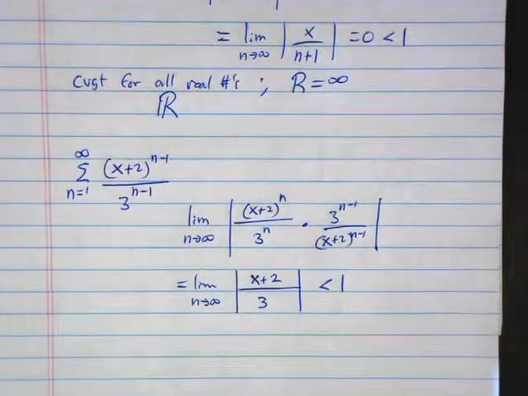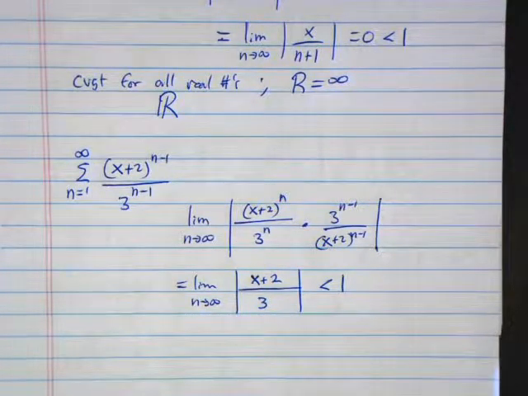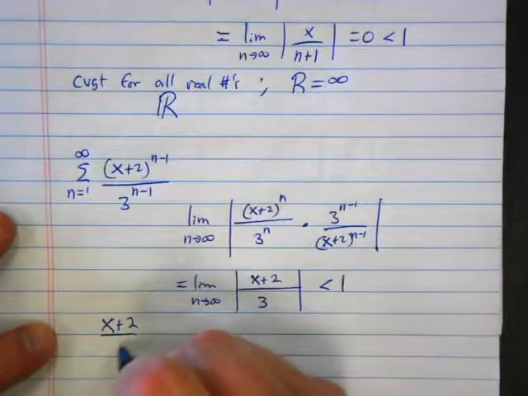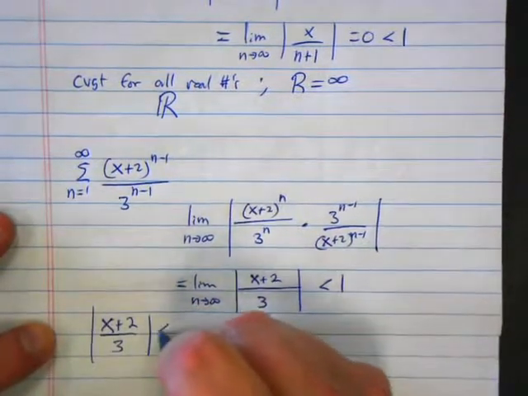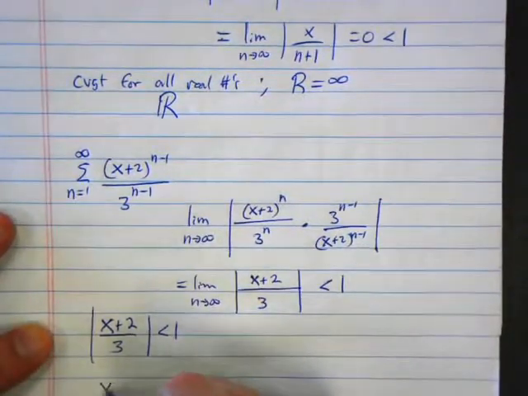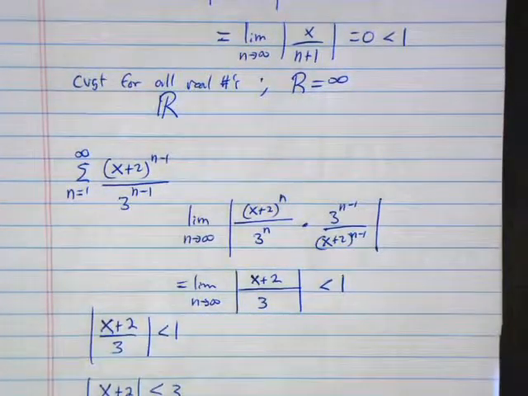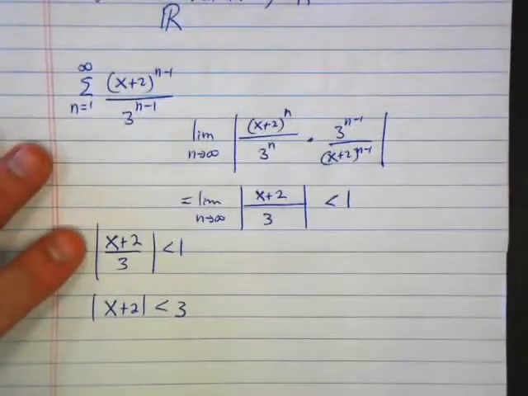We want that limit to be less than 1. But notice that limit doesn't have any n's in it anymore. So what's the limit as n goes to infinity of absolute value of x plus 2 over 3? It's simply absolute value of x plus 2 over 3. There's no more n's in it. So this comes down to we need absolute value of x plus 2 over 3 to be less than 1. In other words, absolute value of x plus 2 has to be less than 3.